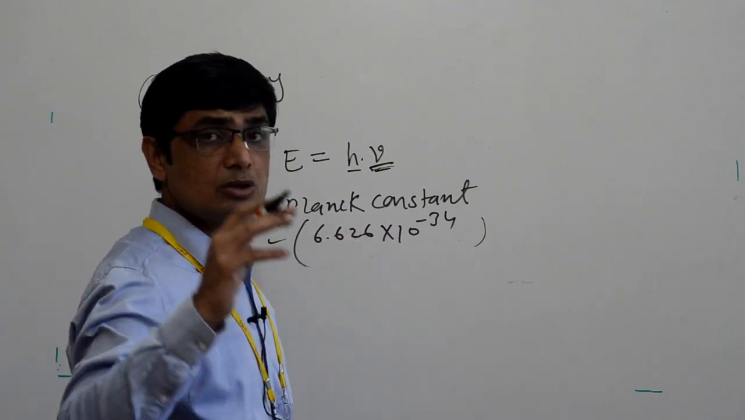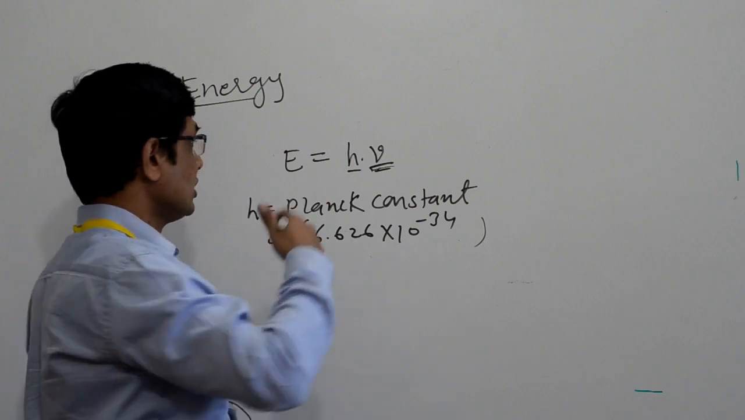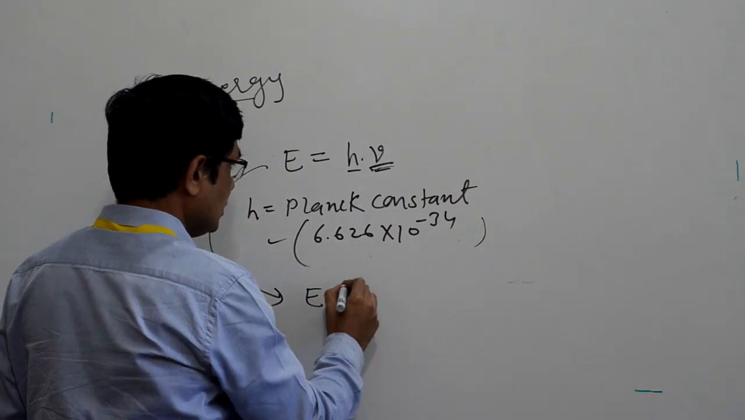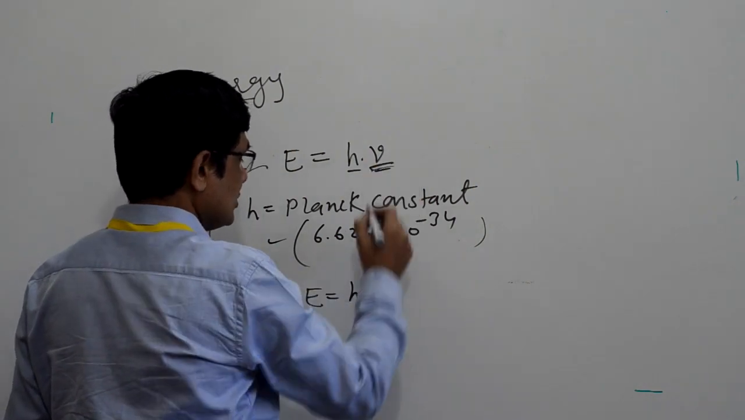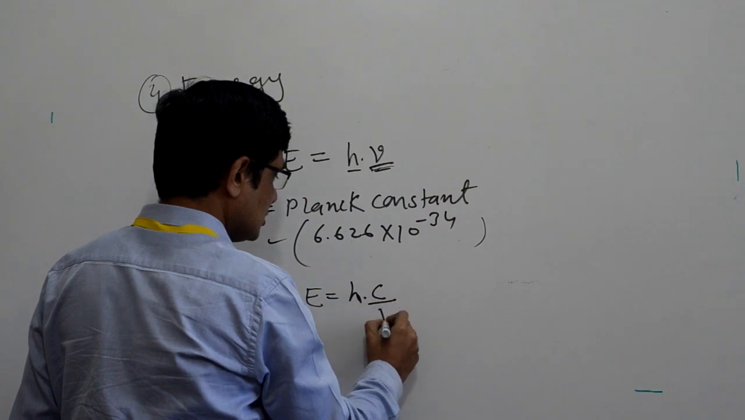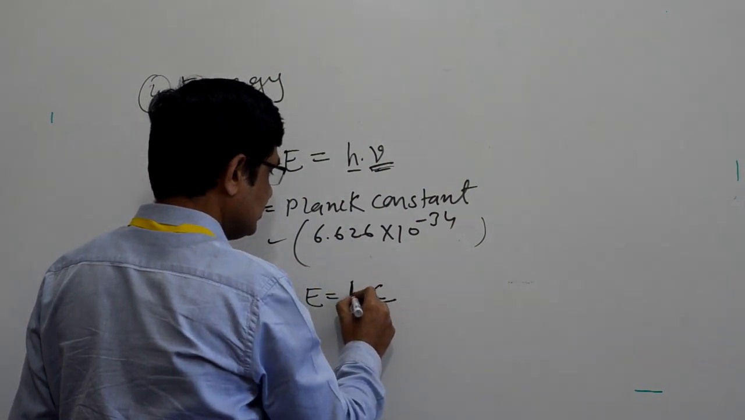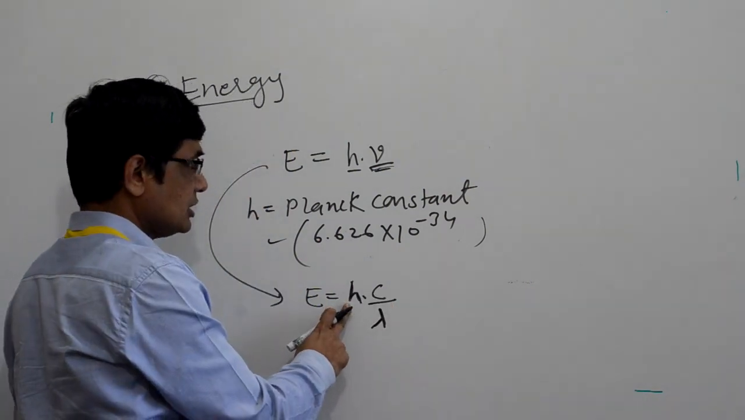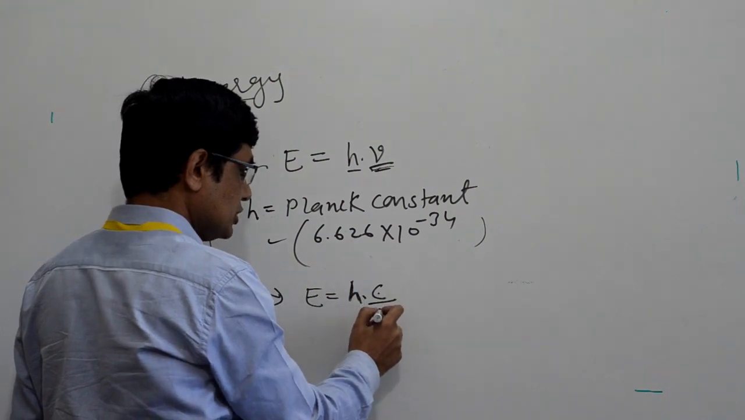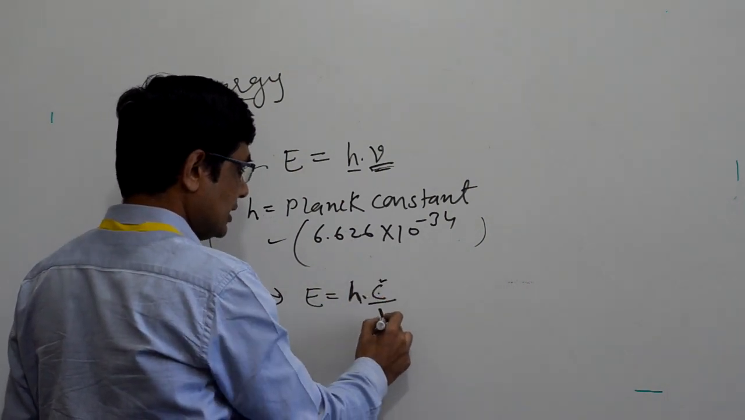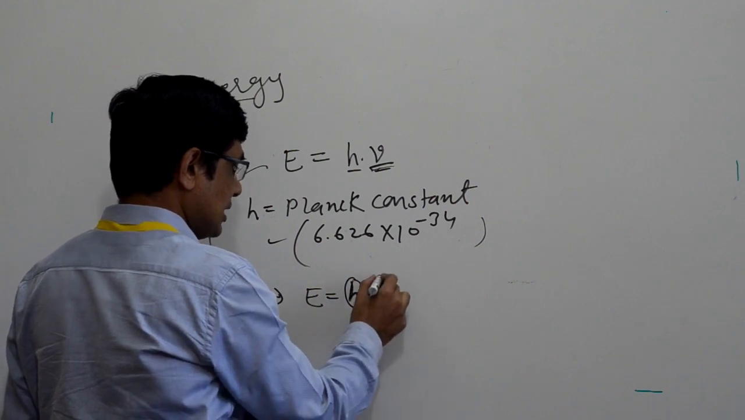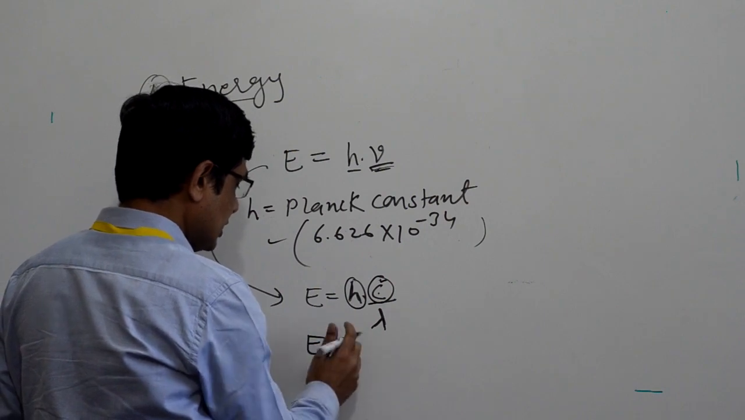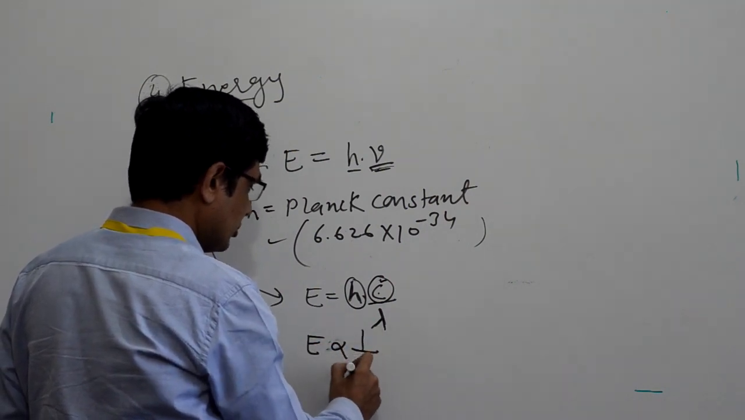So what will be the correlation between the wavelength and energy? If we discuss further, E equal to h into the frequency, and we can write the frequency as c upon lambda. So E equals h, the Planck constant, into c upon lambda, where c is the speed of light. The Planck constant and the speed of light are constants, so we can say energy is proportional to 1 upon lambda.